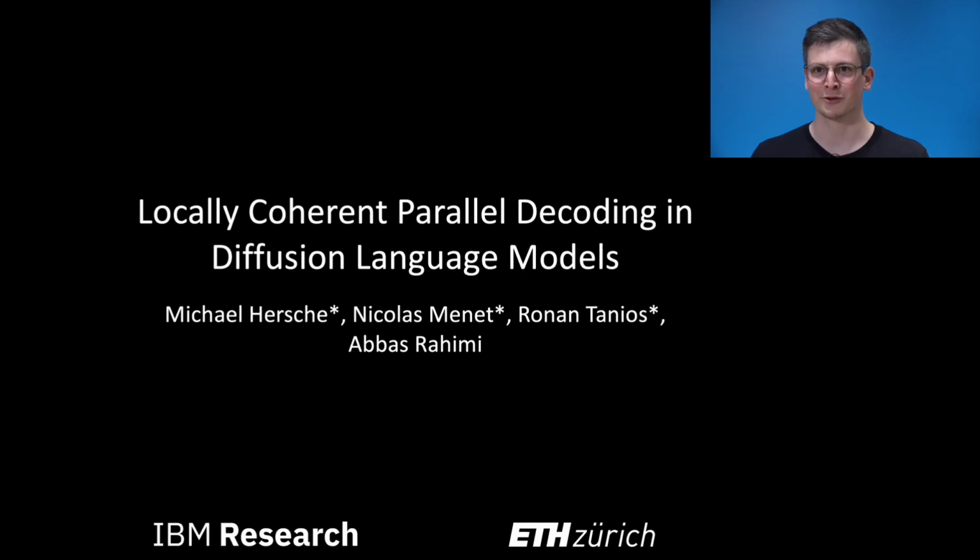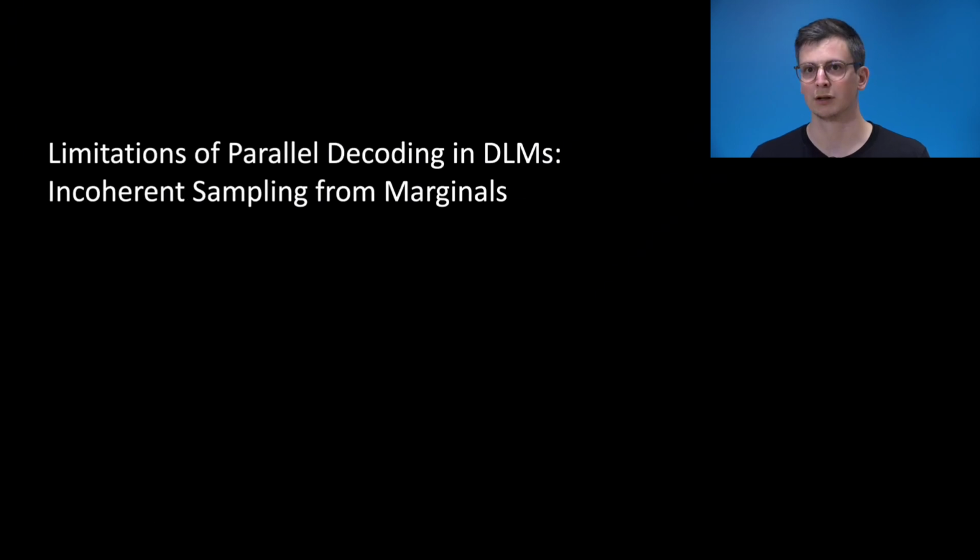On behalf of my co-authors, I'm excited to present you our ICML paper on locally coherent parallel decoding in diffusion language models. Diffusion models are a promising alternative to autoregressive models. Instead of predicting one token at a time from left to right, they predict multiple tokens per step. This enables sublinear latency. Beyond speed, diffusion language models offer unique capabilities, like bidirectional modeling, infilling, or self-correction.